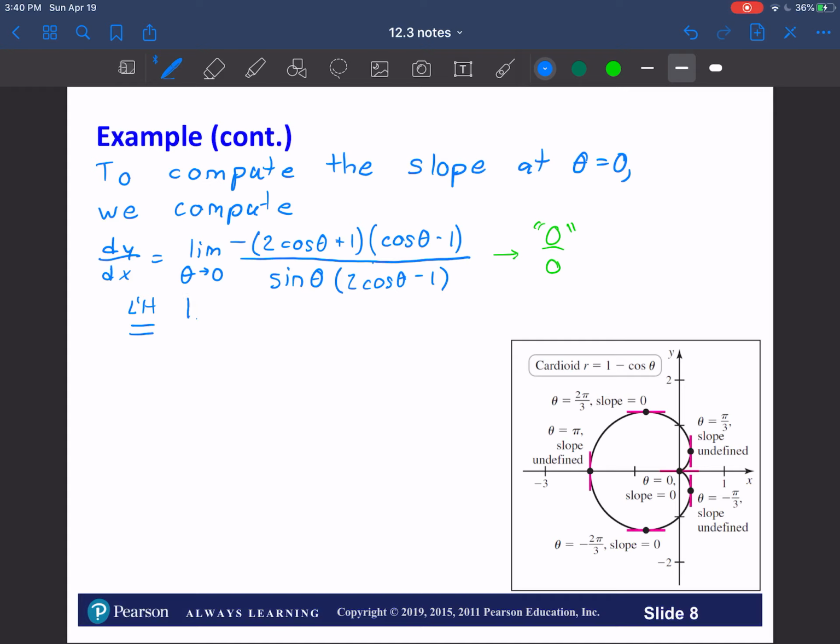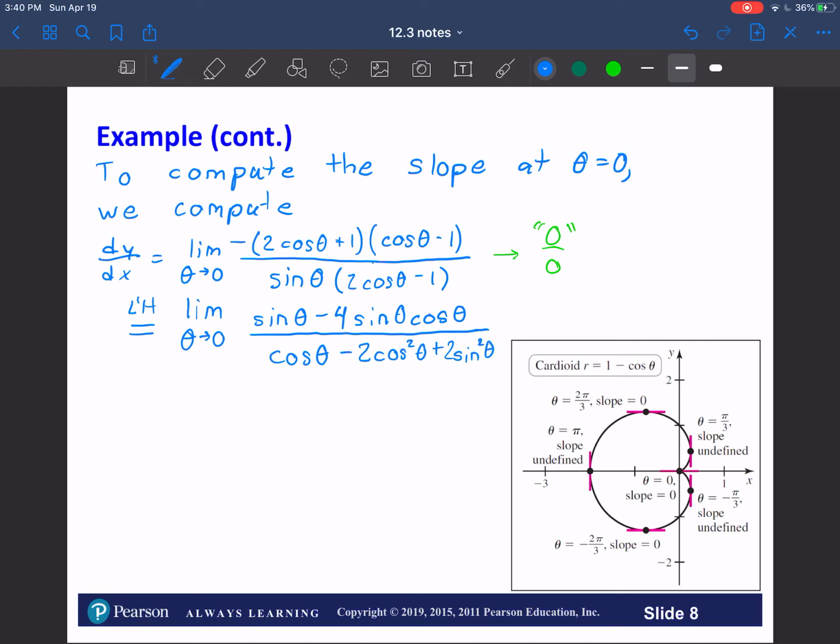We would get the limit as theta approaches 0. The numerator would be sine of theta minus 4 sine of theta cosine theta, divided by cosine theta minus 2 cosine squared theta plus 2 sine squared theta.